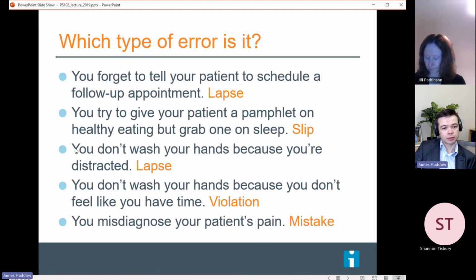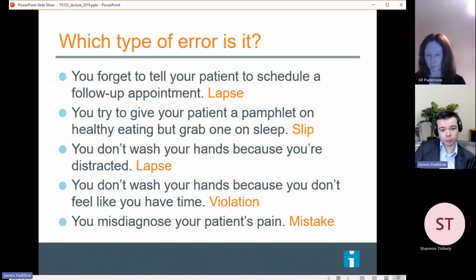The third one, you don't wash your hands because you're distracted. So you're intending to do the right thing, but you ended up not doing it. You forgot. Lapse. You don't wash your hands because you don't feel you have the time. So you know you have to do it, but you choose not to do it. That's a violation. And then last one, you misdiagnose your patient's pain. That's a mistake. And it could either be a knowledge-based mistake or a rule-based mistake.